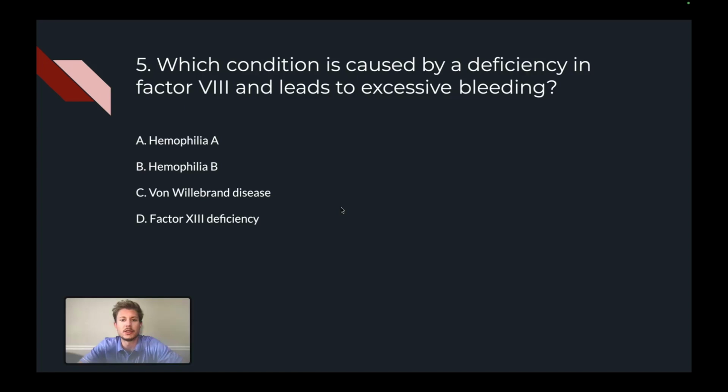And finally, which condition is caused by a deficiency in factor 8 and leads to excessive bleeding? This one is hemophilia A.